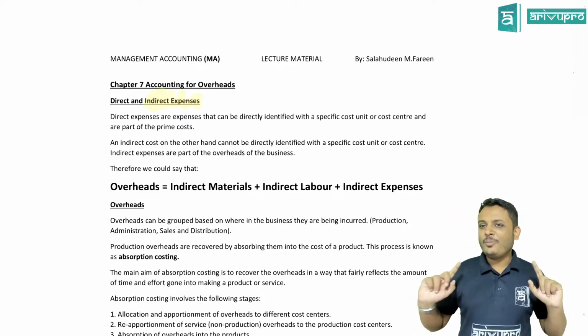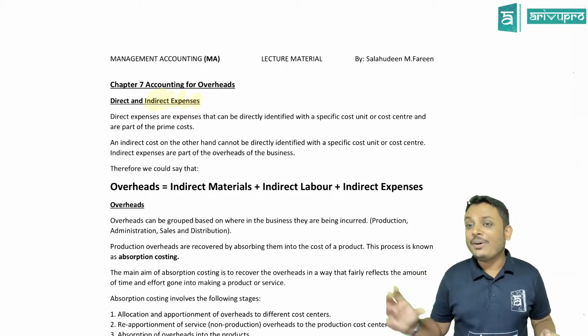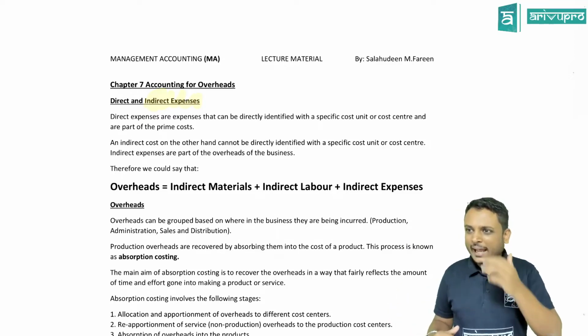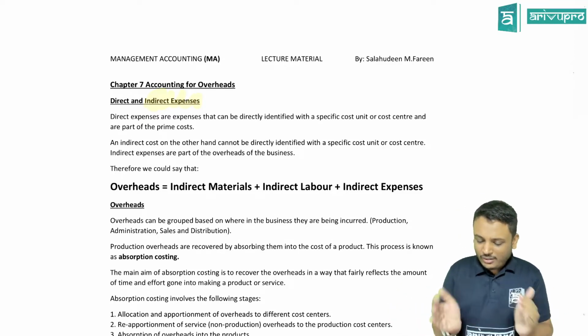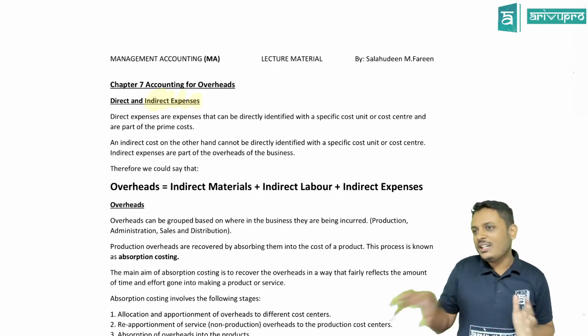If something is over your head, out of control, that's why we call it overhead. Beyond our control, uncontrollable cost, right? Actually controllable, but you cannot clearly identify how much of this cost was incurred for 1 unit.